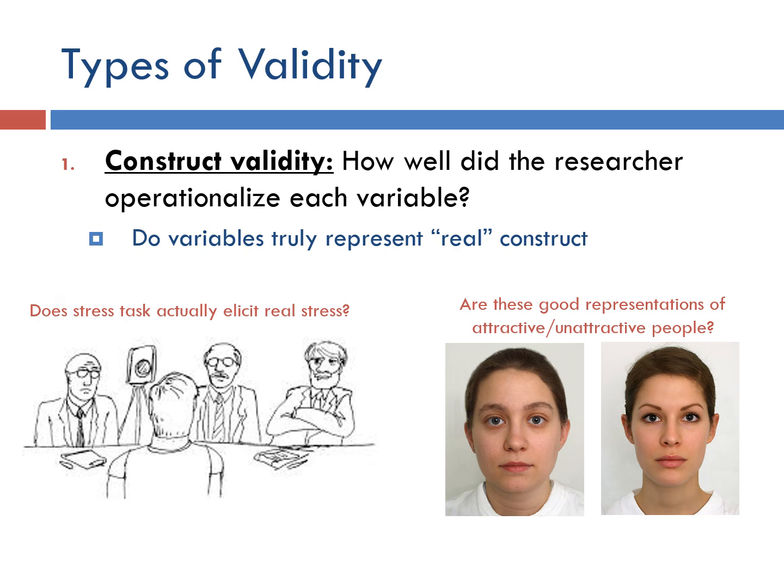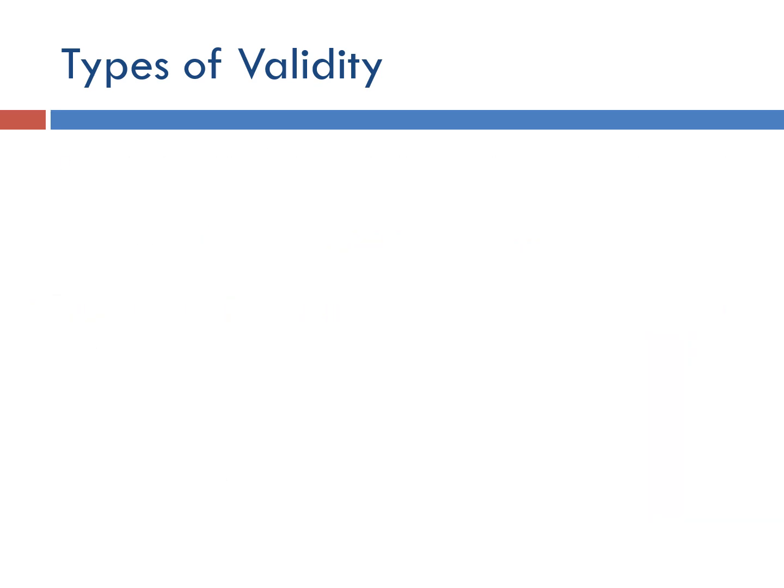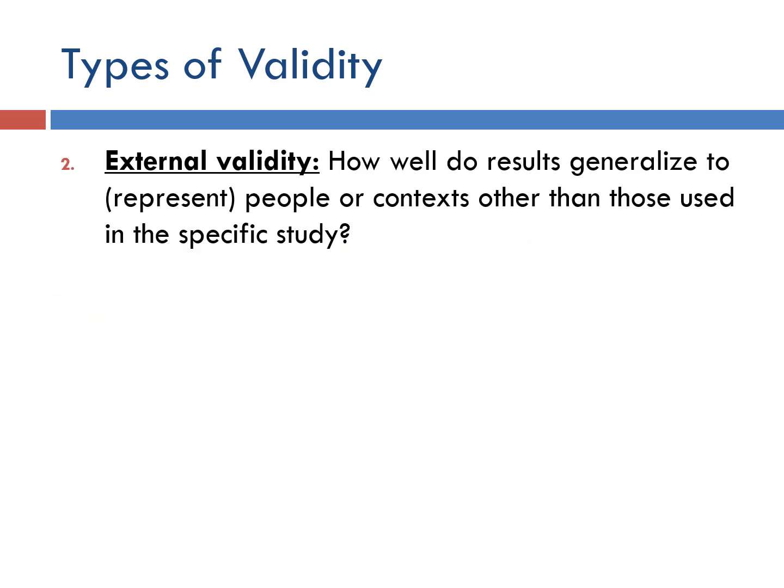And you can look at this and think, okay, there might be some construct validity to that. But I bring up this example here particularly because there's some issue with this sample. And that has a lot to do with external validity. This is how well do the results generalize to represent other people or contexts.